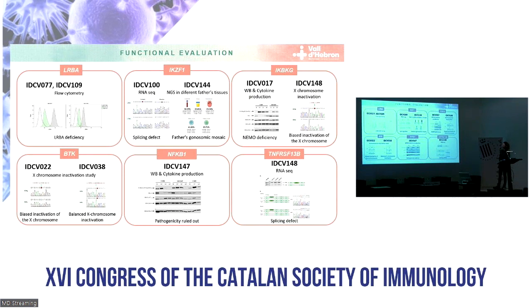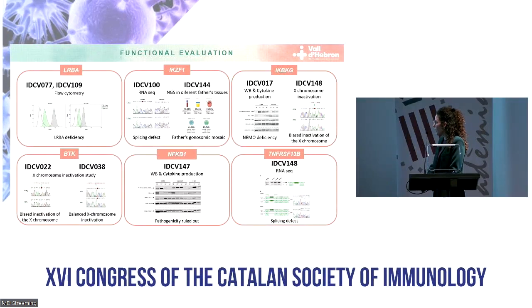So in order to validate all the variants that we found with our NGS studies, we perform some functional and molecular studies. For example, in LRBA cases, we perform flow cytometry with intracellular staining of LRBA. For Ikaros cases, we perform RNA sequencing and NGS in different tissues and different cells. In cases of NEMO, we perform Western blot, cytokine production, and X chromosome inactivation.